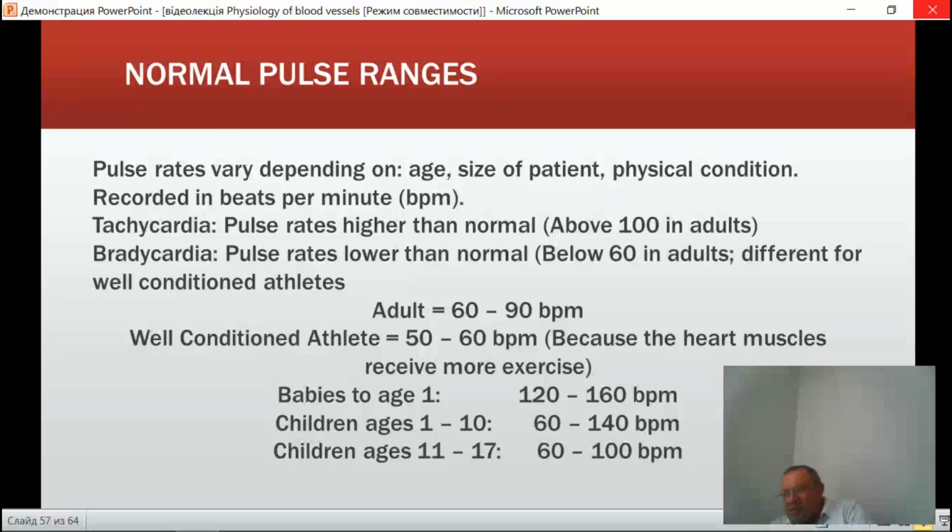For babies up to 1 year, the normal range is from 120 to 160 beats per minute. Children aged from 1 to 10 years, from 60 to 140 beats per minute, and children aged from 11 to 17, the normal range is from 60 to 100 beats per minute.